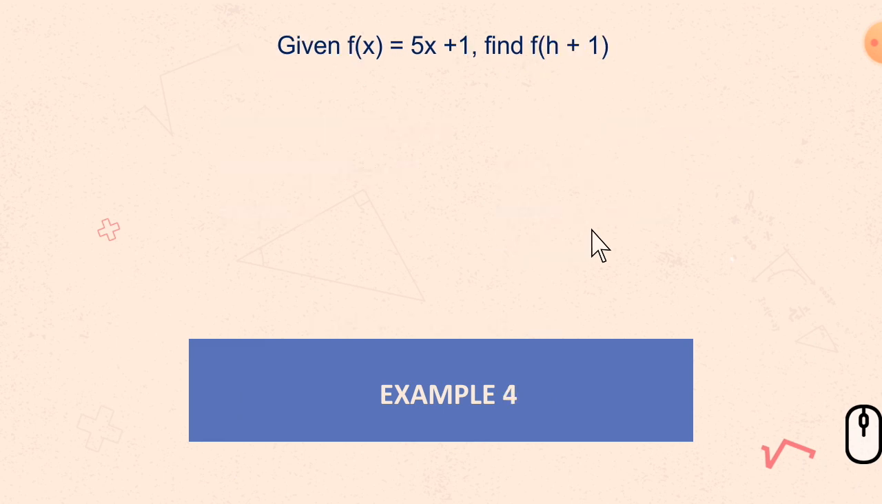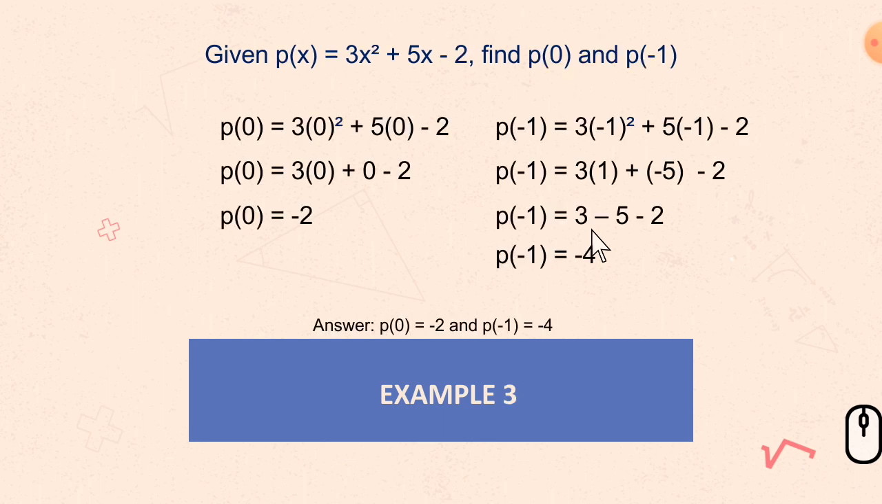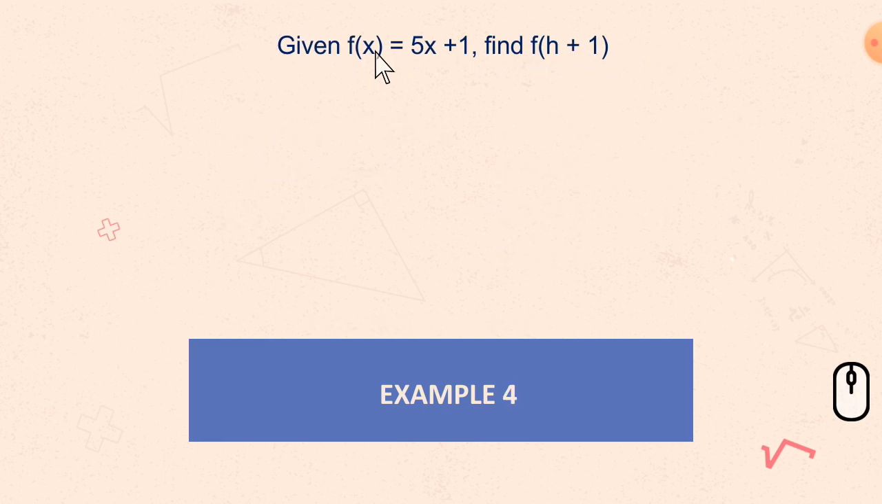Next, given f of x is equal to 5x plus 1. So, find f of h plus 1. Doon sa example natin kanina, ito sa given na ito ay example ng anong type ng function? Quadratic. Kasi may squared doon, may exponent na 2. Yan, may power na 2. Ito ay example ng quadratic function. Next, ito naman is an example of linear function, since the exponent there is 1.